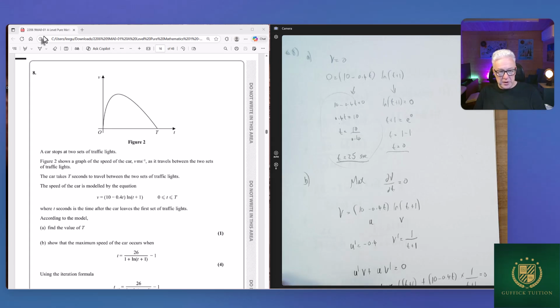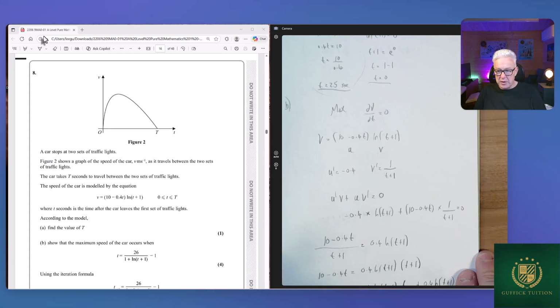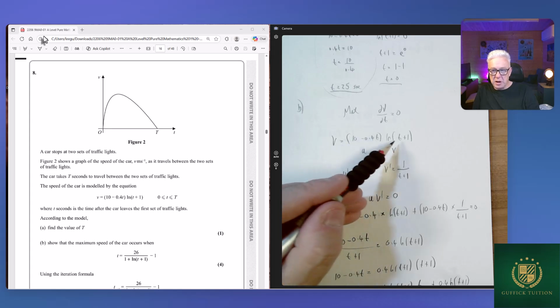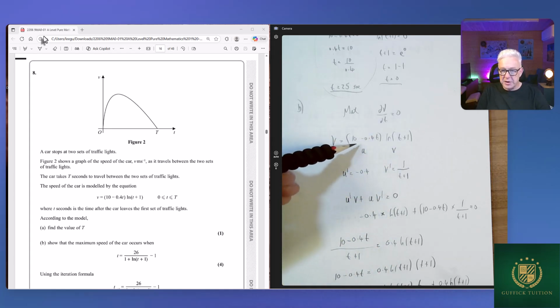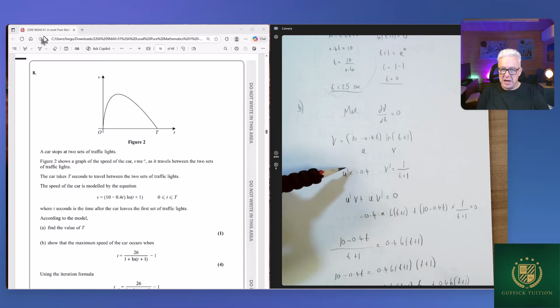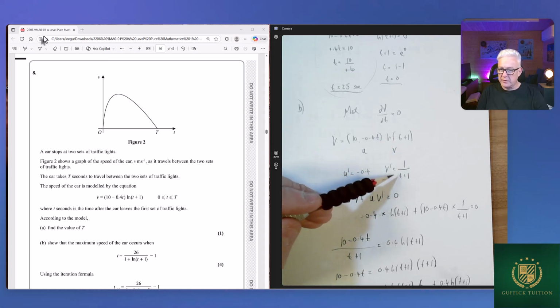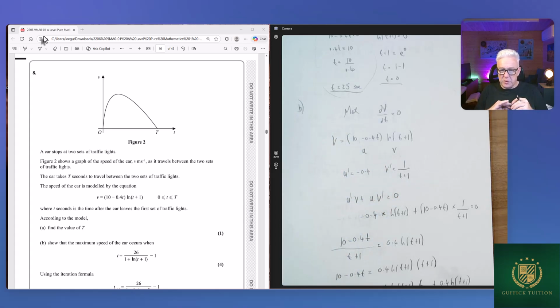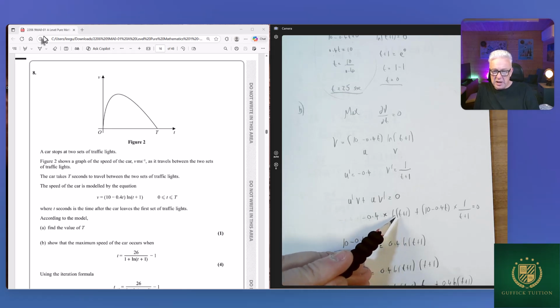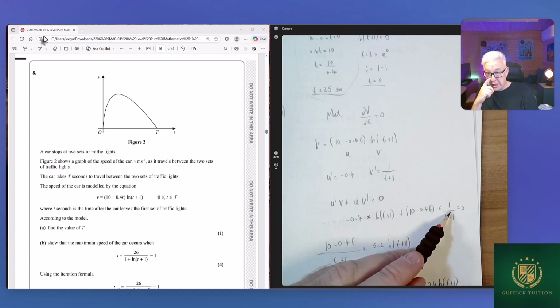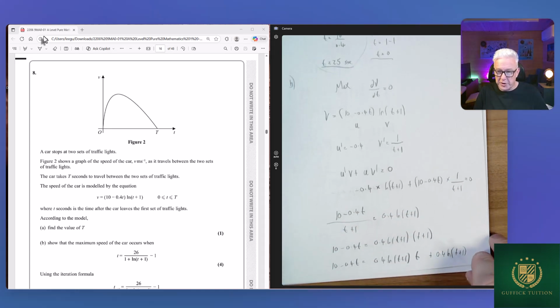Okay, well, we've got to differentiate and set equal to 0 in order to find our maximum. Now, we've got a product, so we've got u times v, so we're going to use the product rule. The derivative of 10 - 0.4t is -0.4, and the derivative of ln(t + 1) is 1 over t + 1. The product rule is u'v + uv', and that's going to be -0.4 times ln(t + 1) plus (10 - 0.4t) times 1 over t + 1.